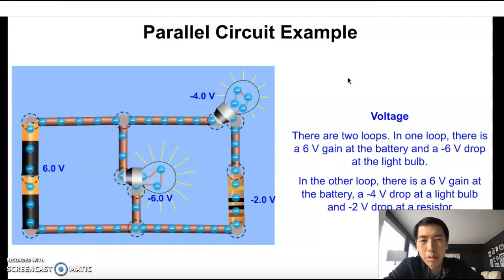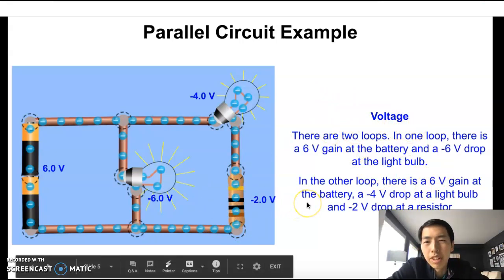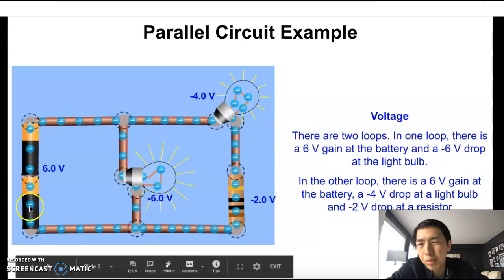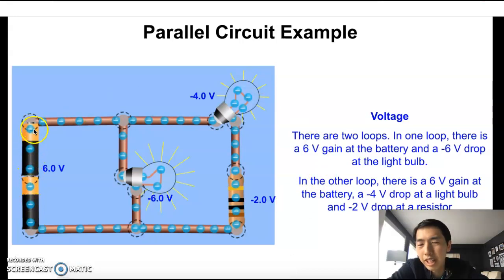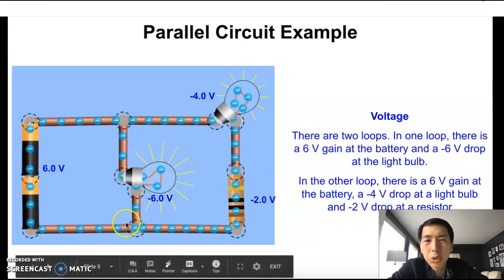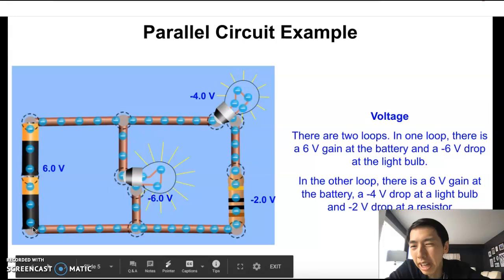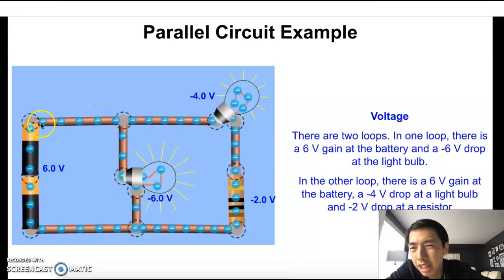So the next example is a parallel circuit here. And I'll start with voltage again. First of all, just take a look at this circuit as a whole. It's got two batteries. And then there's actually two loops this time. A loop starts at one terminal of the batteries, goes around some stuff, and comes back to the other terminal.